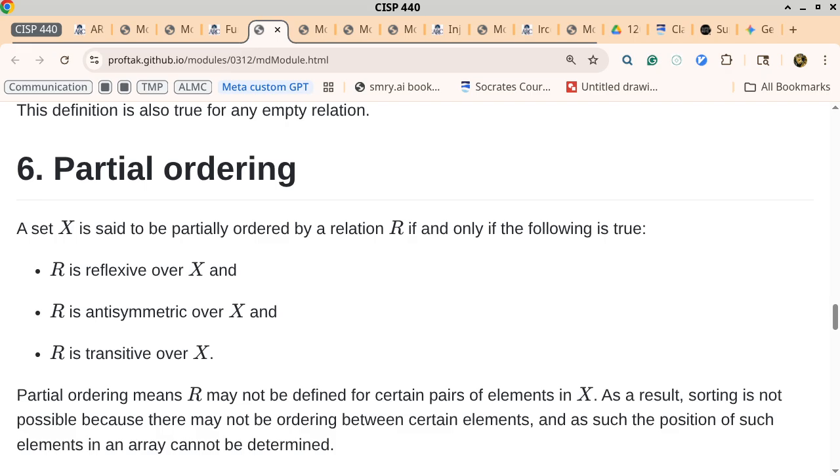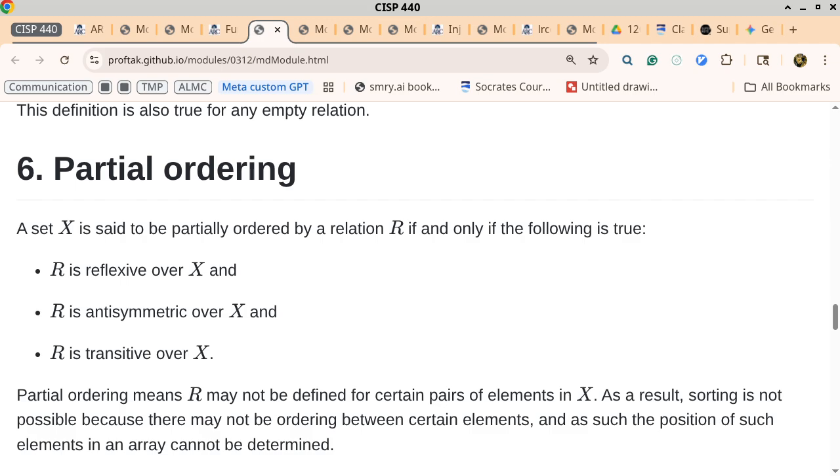So do we have any questions about what reflexive, antisymmetric, and transitive mean in the context of relations? Okay, I'm not seeing any questions. So I'm going to assume the answer is no, we do not have any questions about that.